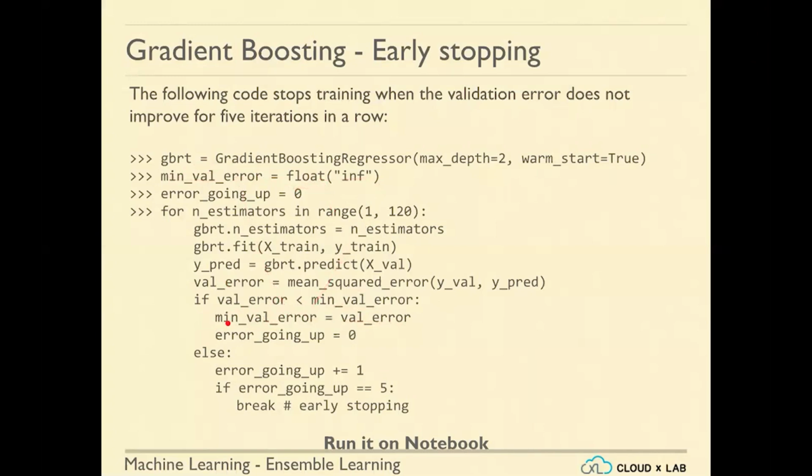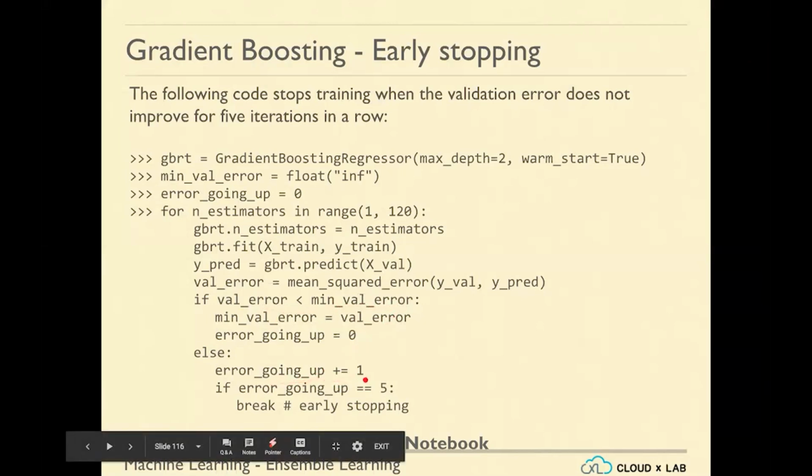The minimum validation error keeps the minimum validation error achieved so far. If at any point of time the current validation error is greater than or equal to the minimum validation error, we are saying error_going_up plus equals True. And if this happens 5 times, so if the error remains the same or goes up 5 times, then it breaks. So this is one strategy of early stopping.